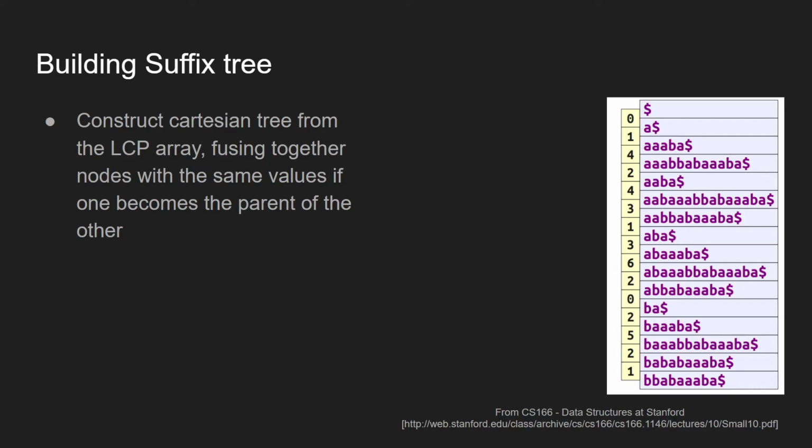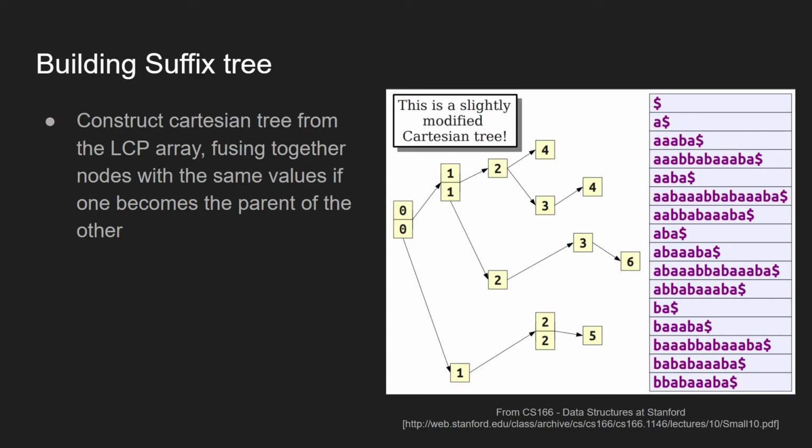Here, consider the array that has the sorted suffix array as shown on the right, and an LCP array again indicates where there are overlaps in the substrings. We want to build a Cartesian tree that fuses together the nodes with the same values, if one becomes the parent of the other. This is what we end up with from our array, but now we're still lacking some information, like where do the children actually point to?